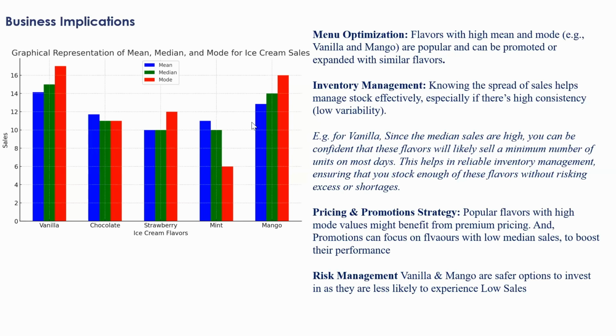Risk management. अगर मुझे invest करना है, just based on 7 days data, two most safer options are vanilla and mango. I cannot go wrong with them. They are less likely to experience low sales. I know 7 days is a very, very short period of time to come out with a real strategy. But जो भी data है, इस data पे तो अगर मुझे decision इसी data पे लेना है, I'll go for vanilla and mango.